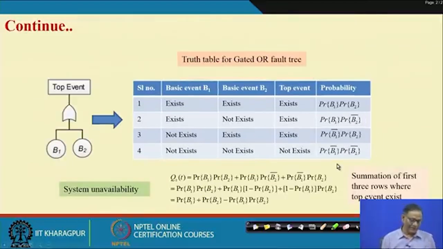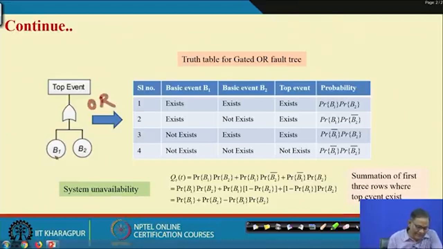So, what will happen if we just see the equivalent truth table for the OR gate? When you use an OR gate, it basically says if B1 occurs, the top event occurs; if B2 occurs, the top event occurs; if B1 and B2 both occur, the top event occurs. So that means there will be three combinations when the system will be unavailable. Only in one combination, where both B1 and B2 do not occur, will the system be available.